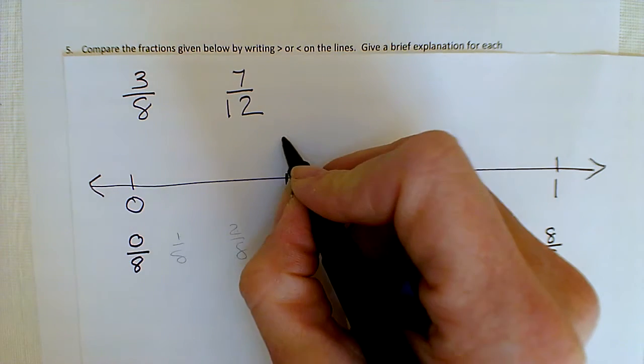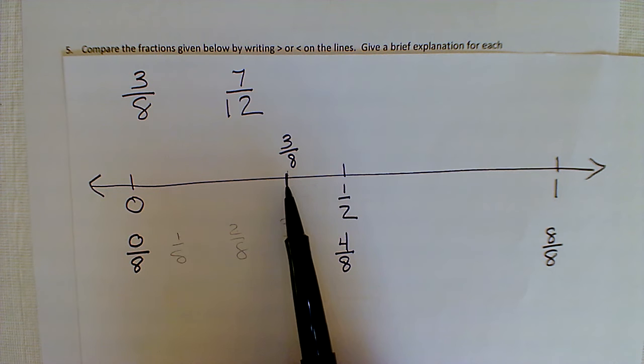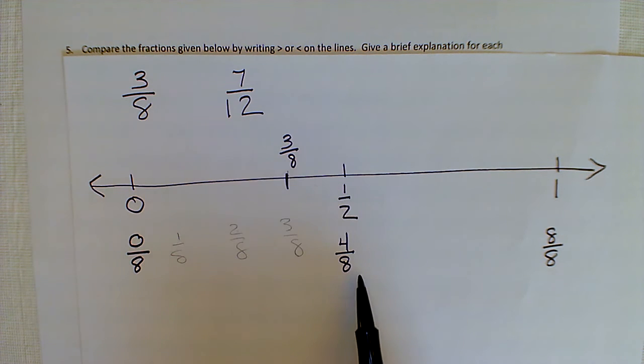And the way to describe 3/8 on the number line is to say that 3/8 is 1/8 away from a half, because 3/8 and 4/8, the difference is 1/8. So 3/8 is 1/8 less than a half.